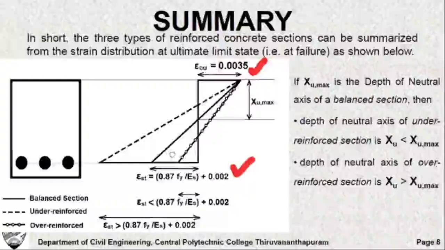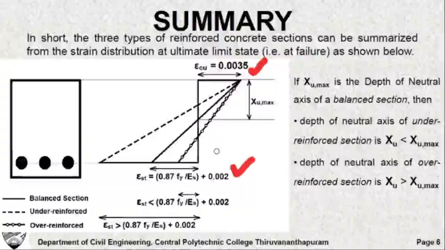Now coming to the over reinforced section, you observe that the concrete has reached its ultimate strain, but steel has not reached the yield strain. So the concrete fails first. This is very much characteristic of the over reinforced section, and this represents the strain distribution for the over reinforced section. So the same figure itself is showing all the three types of concrete sections in terms of their strain distribution.